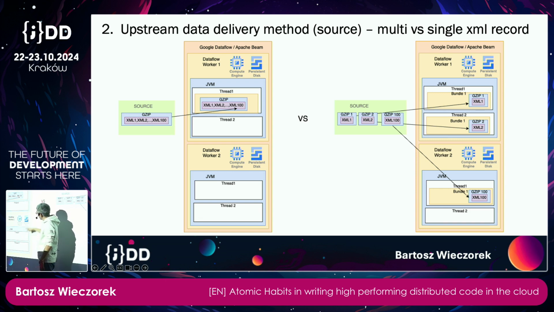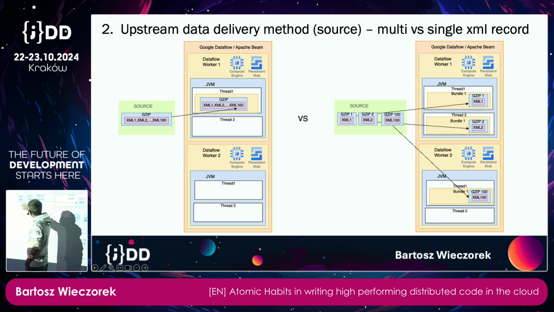So what happens to the other threads? This thread is idle. This worker is doing nothing. And in the data flow world, we pay for the machines. So we want to utilize them as much as we can. The better we utilize them, the fewer machines we can have, so the cost is lower, but we can have higher throughput in one machine.